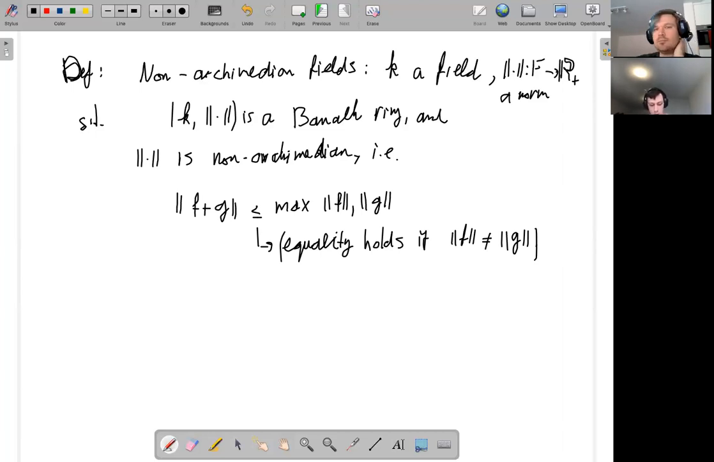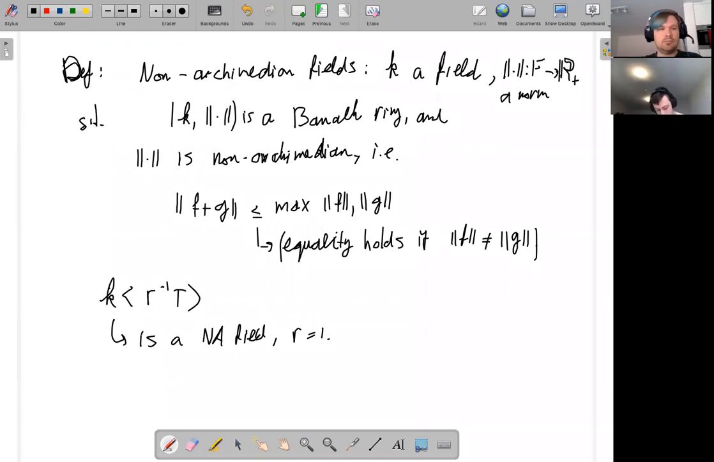Okay, so we will consider actually in the sequel, we will focus on things of the form K⟨r⁻¹T⟩, where K is a non-Archimedean field. And actually, we'll focus on the case r equals 1 as well. So this will be the closed unit disk over a non-Archimedean field.